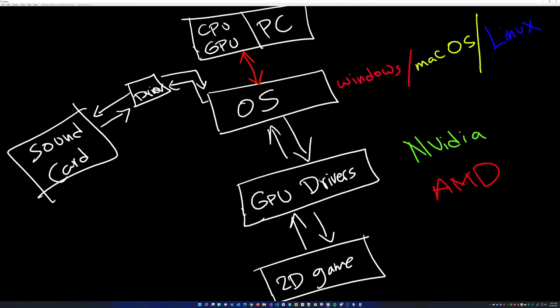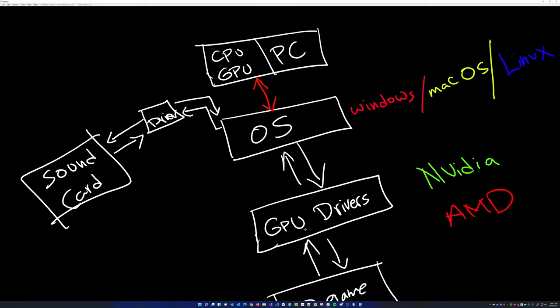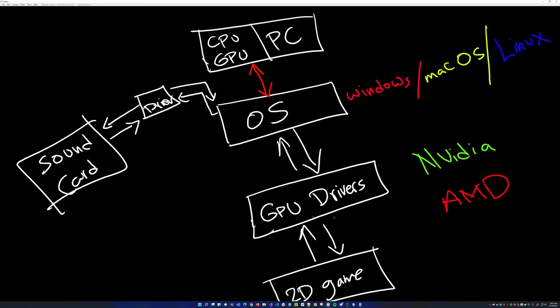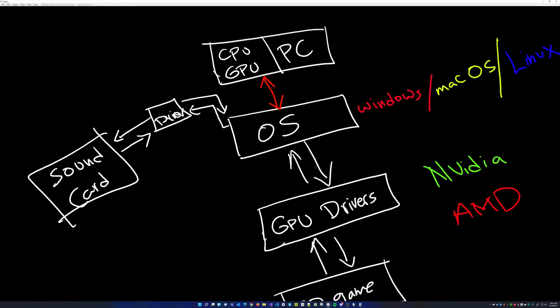Right? So without your drivers, the operating system cannot figure out what GPU you're running on. Oh, hold on. I messed up this drawing. This is your GPU. Your GPU is installed on your operating system. I guess this is fine. So your GPU exists so your operating system can understand and communicate with your GPU.